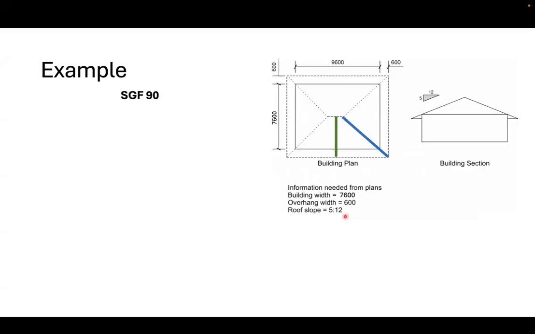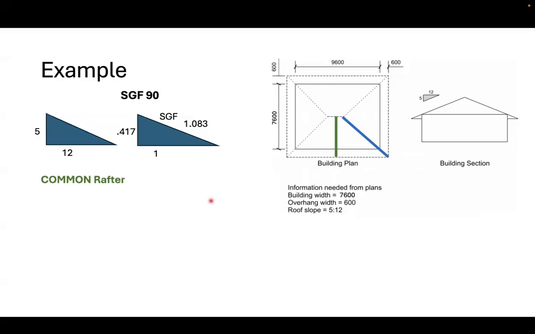Well, we want to figure out our common rafter, so the SGF 90. We have our triangle with our slope. We have a 5/12, and we want to turn it into our base 1. So 12 divided by 12 is 1. 5 divided by 12 is 0.417. Now to find our actual slope gain factor, a squared plus b squared, square rooted, equals slope gain factor 90, 1.083.